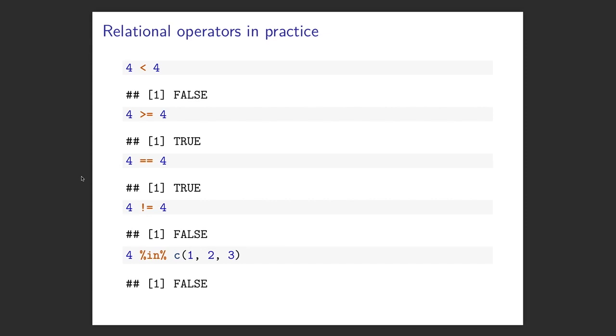So here we have the operators in practice. If we ask if 4 is less than 4, the answer is false. If 4 is greater than 4, it's true. Does 4 equal 4? And again, we're using two equal signs. True. Is 4 not equal to 4? False. Is 4 in the vector 1, 2, 3? False. The relational operators always return true or false or NA.